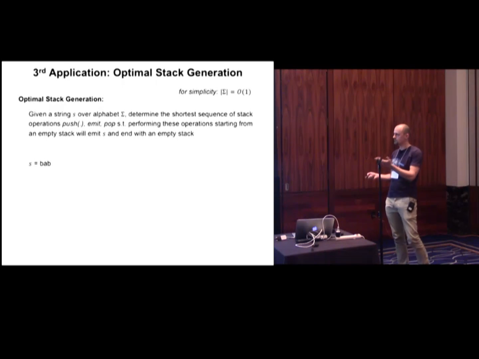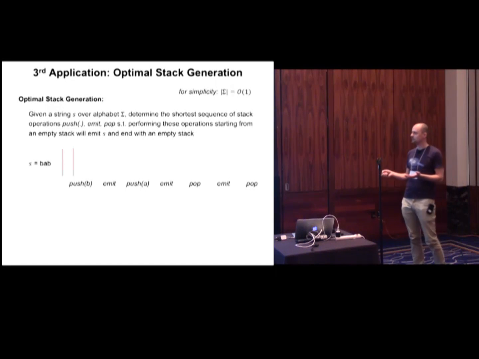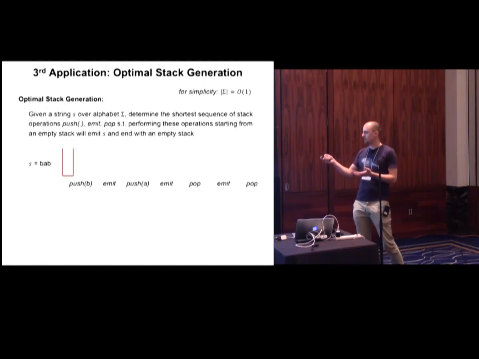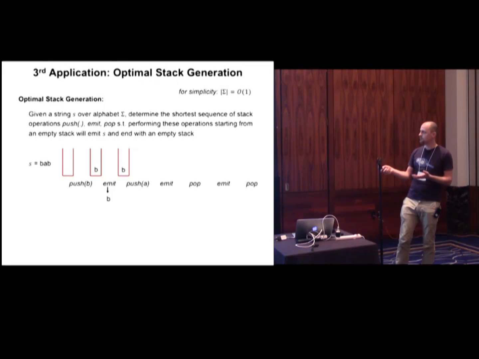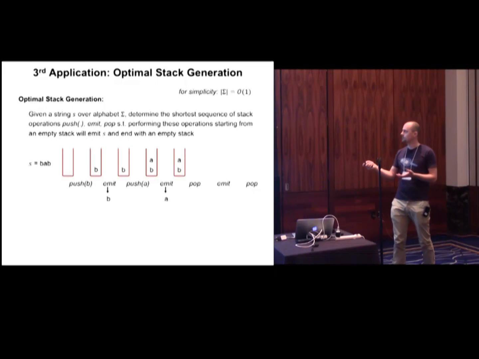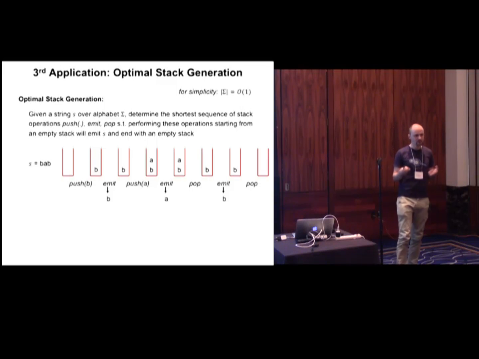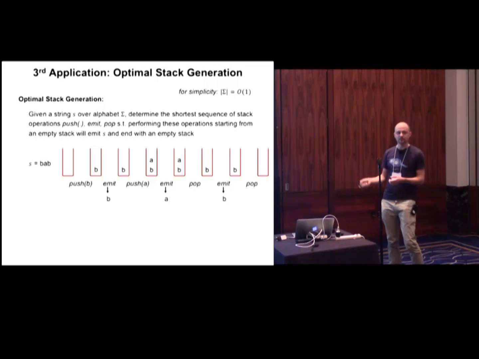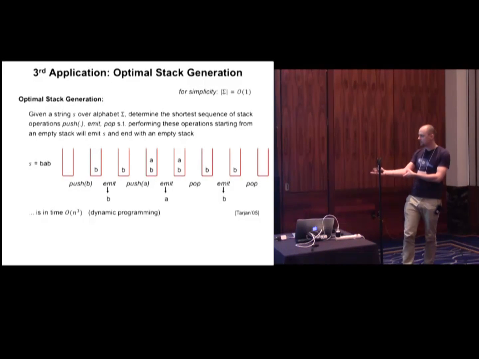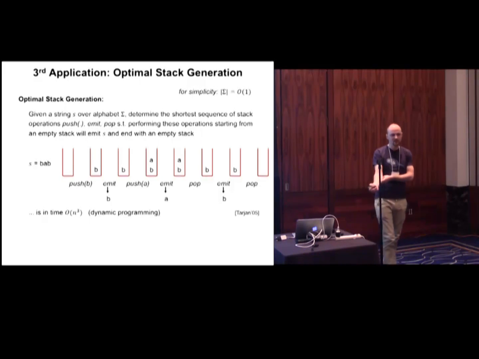So for example, if the string is BAB, then I claim that this here is the shortest sequence that generates the string. Because if you start with an empty stack, then you push B on the stack, you emit the topmost symbol B, and you push A on the stack, you emit the topmost symbol A, and you pop the topmost symbol A, you emit the topmost symbol B, and pop again. So you started with an empty stack, you ended with an empty stack, and in total you emitted BAB. Now Tarjan gave a cubic time dynamic programming algorithm for this, and he conjectured that this can be solved faster.